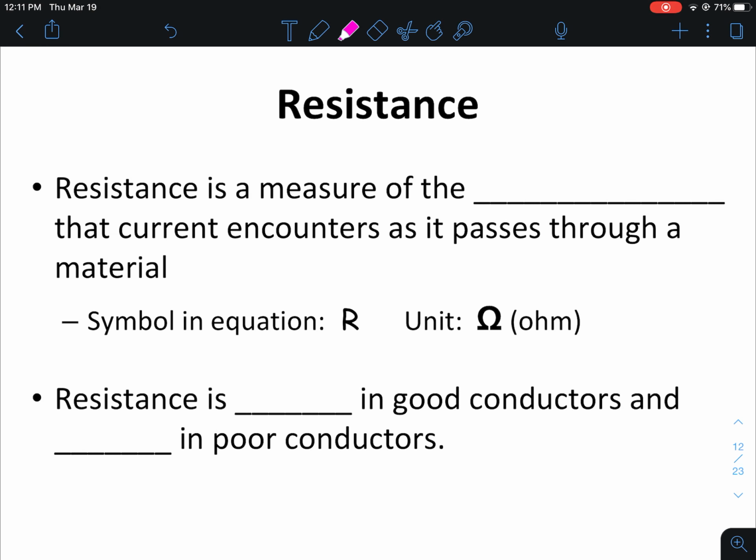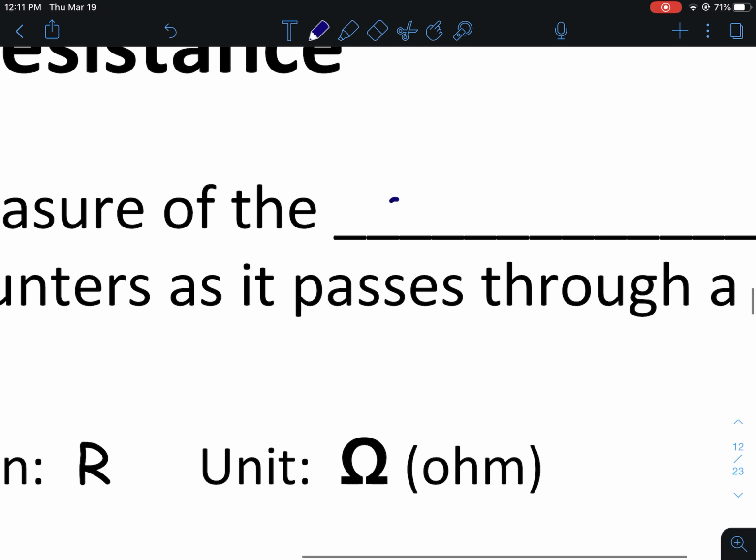And the last term is resistance. Resistance is a measure of opposition that current encounters as it passes through a material. If you think about the word resistance, to resist something would be to hold it up or to oppose it. So resistance is literally a measure of the opposition.